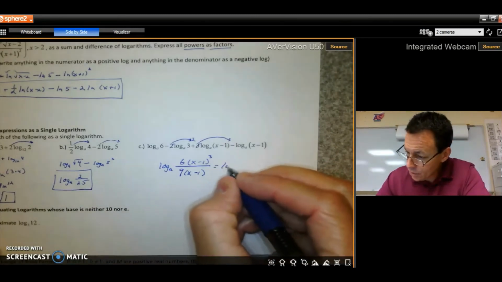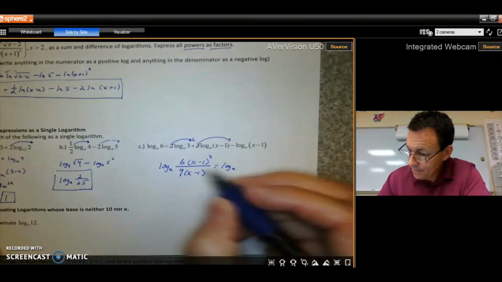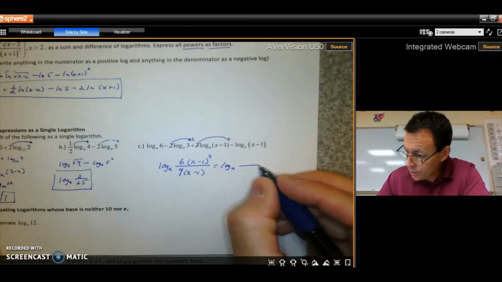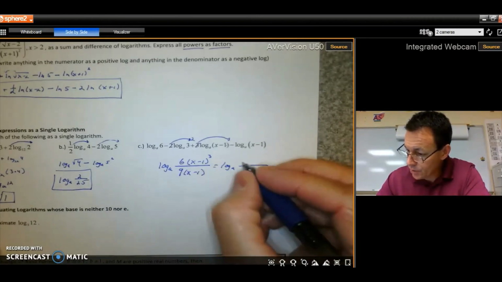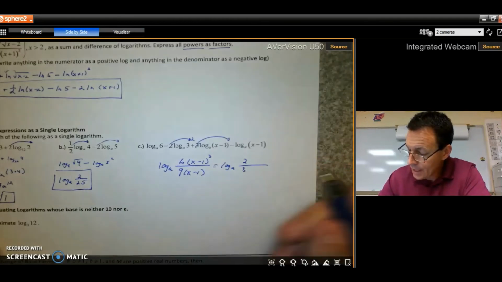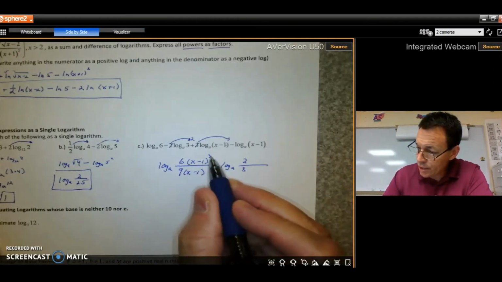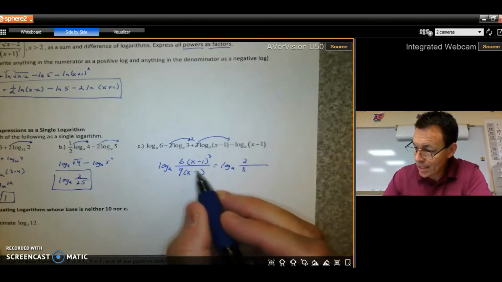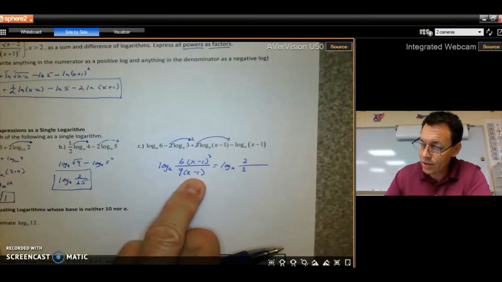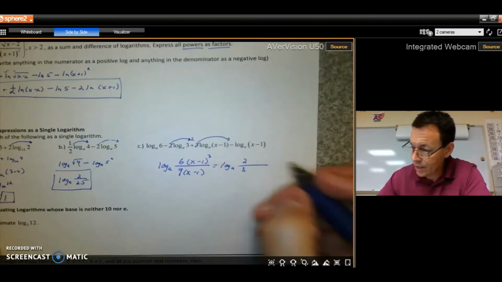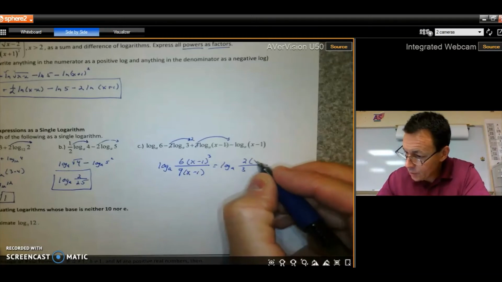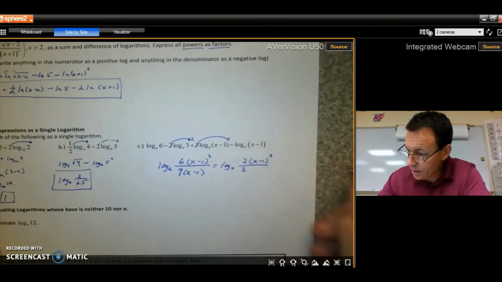Okay, this is going to be equal to the log base A. The 6 and the 9 will reduce. 3 goes into both of those, so that's 2 over 3. And then I've got an x minus 1 cubed over just an x minus 1. So I've got a factor down here that's going to cancel one of these factors up here. And I'm going to be left with x minus 1 squared.